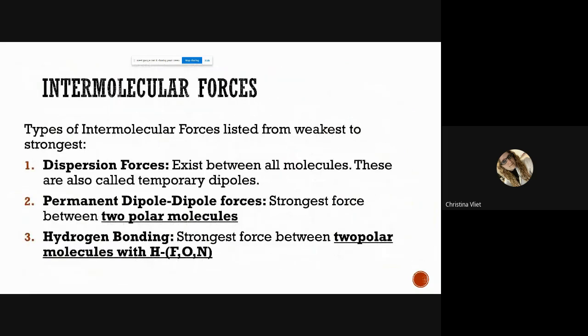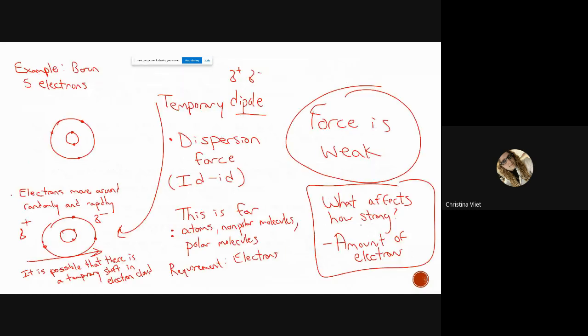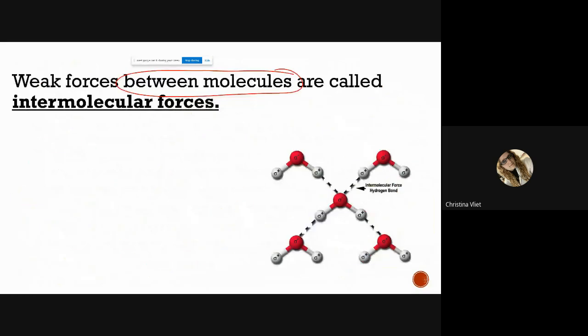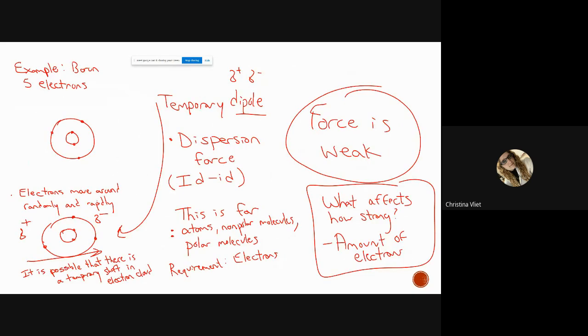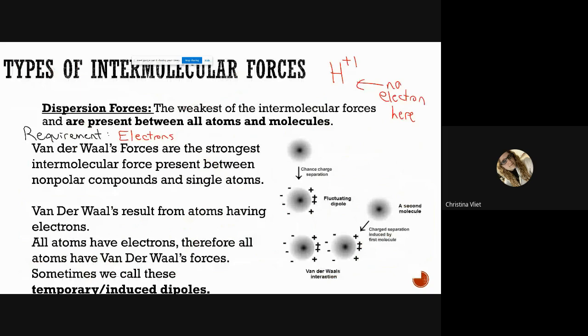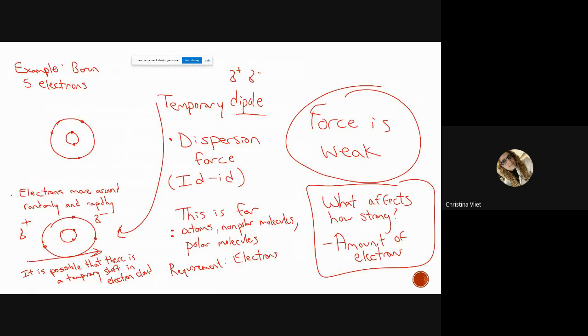Alrighty, so these are actually the three types. I have explained the first one. These are listed from weakest, I'm sorry, yes? So go take a picture. Just a circle between molecules? Thank you. You're welcome. Just to put this part.